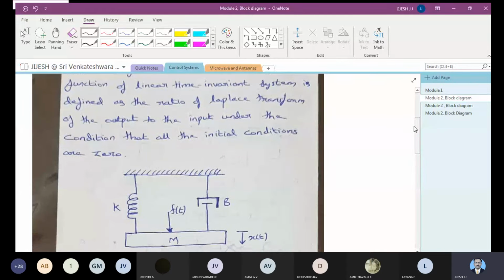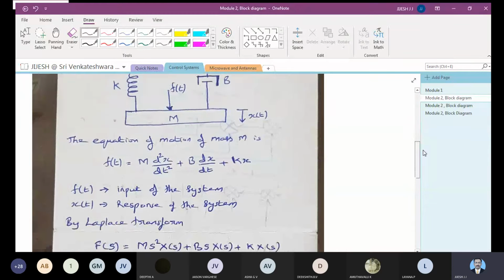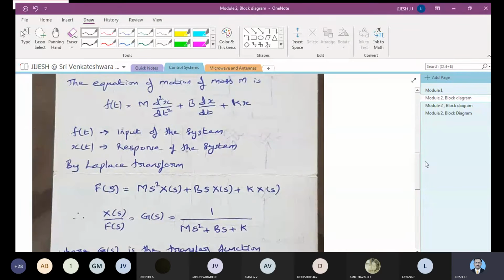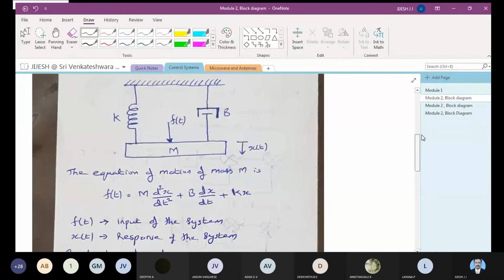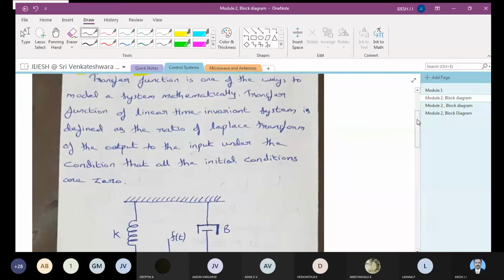So what you can see here is X of s by F of s. So you'll get it as X of s divided by F of s. So you have to go with the transfer function. So you will see those things.